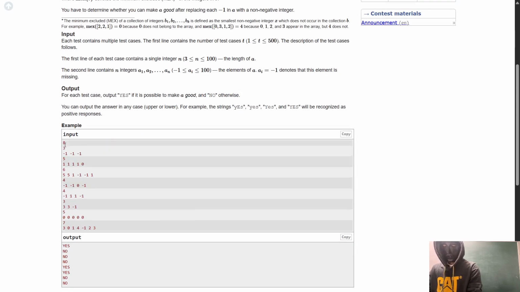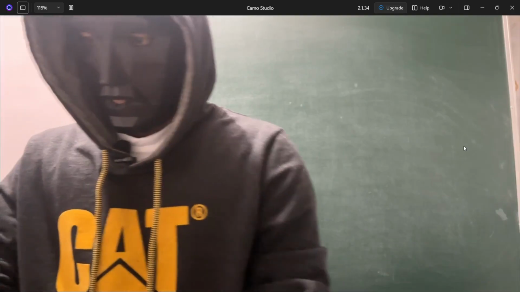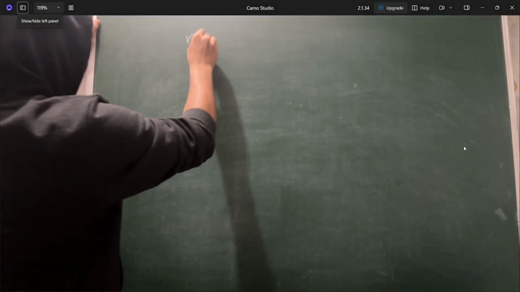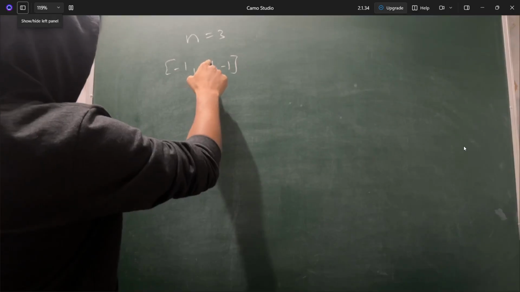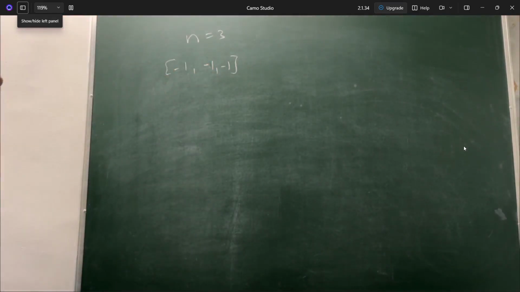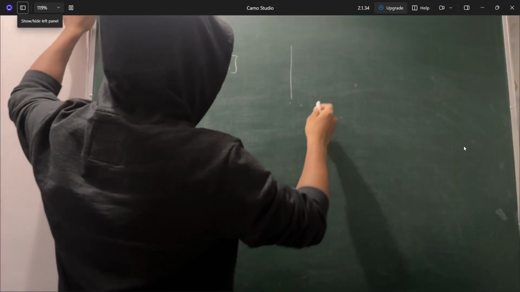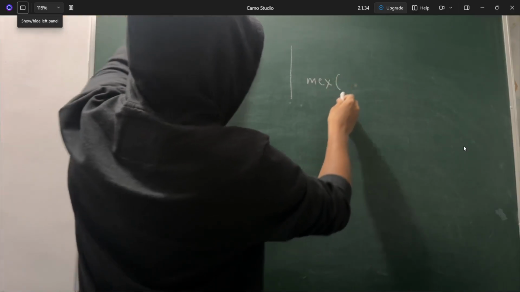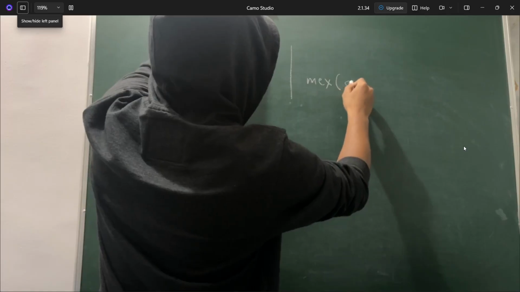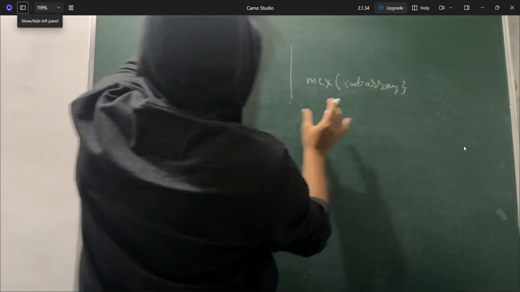They have given 8 examples. Let's take the first example wherein 3 elements are there, all are -1. So in the first example n is 3 and all the array elements are -1, which means till now we don't have any element. Let me first again explain what the problem statement is. They have given us the mex of some subarray. In this case our subarray will be 3 elements.